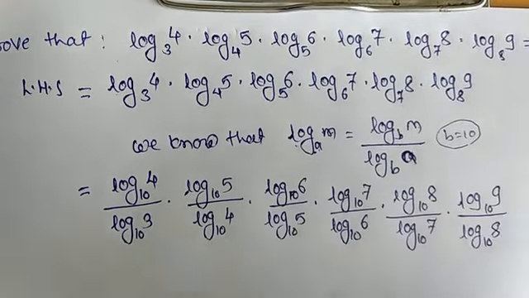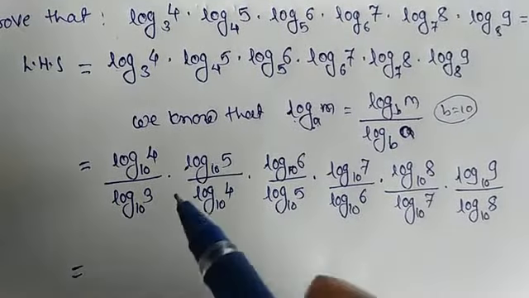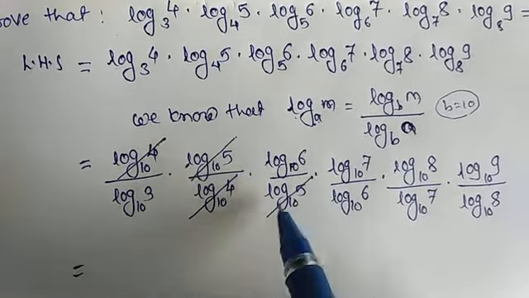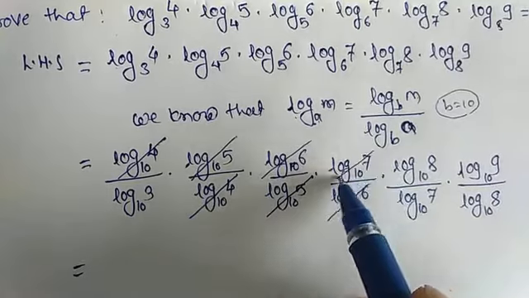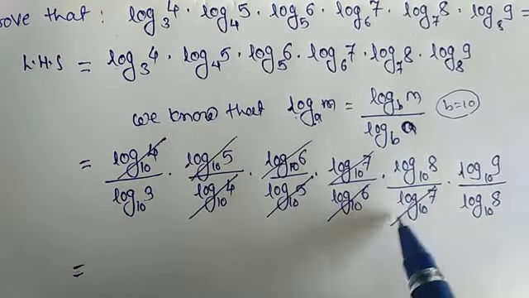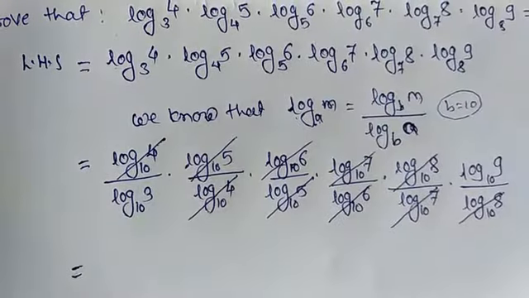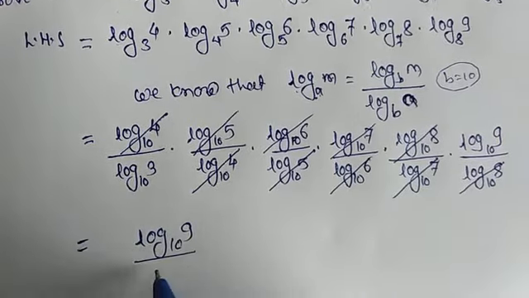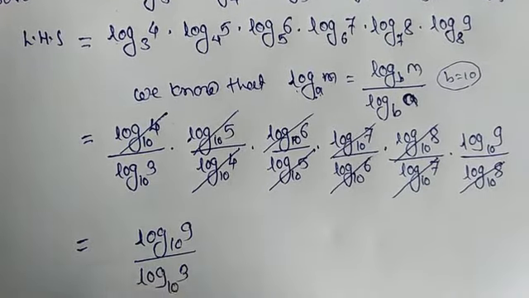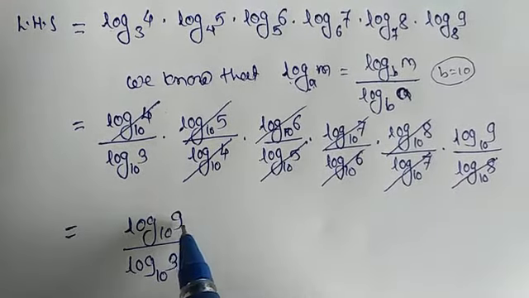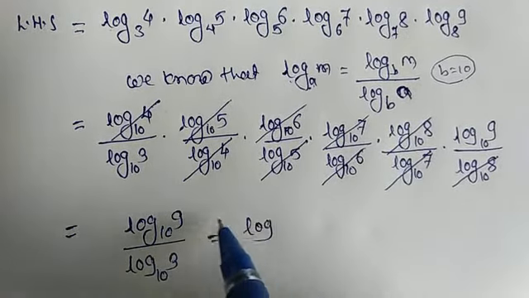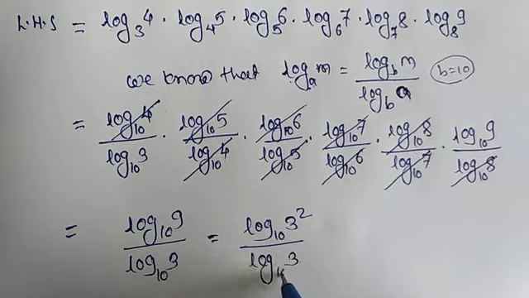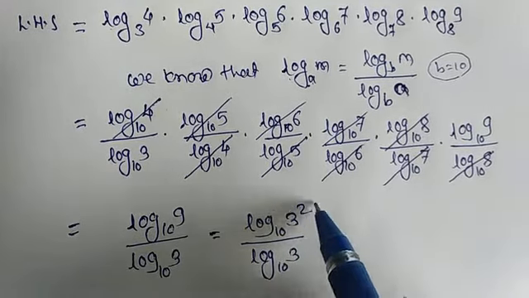Okay, so after that you can see that log of 4 to the base 10 will be cancelled, log of 5 to the base 10 will be cancelled, log 6, log 7, and log 8 to the base 10 will be cancelled. Now here it only remains log of 9 to the base 10 divided by log of 3 to the base 10. Okay, so log of 9 can be written as 3 square, so log of 3 square to the base 10.